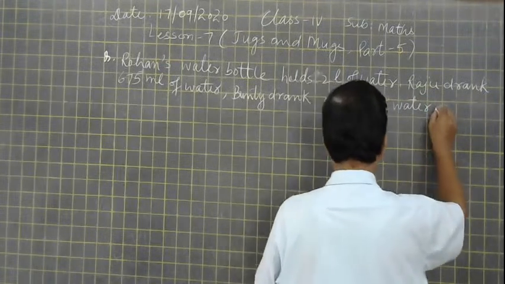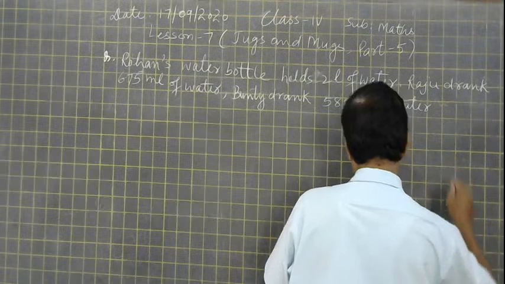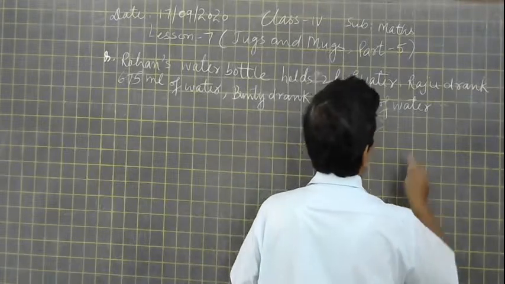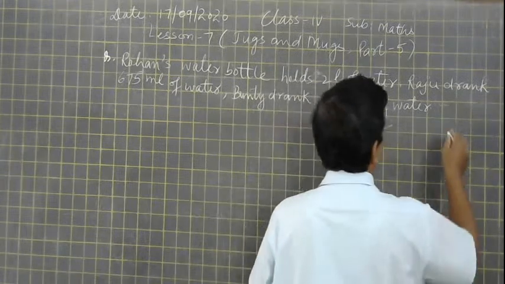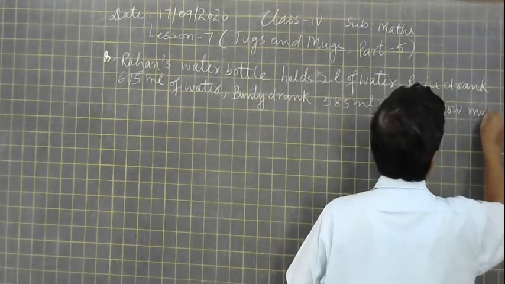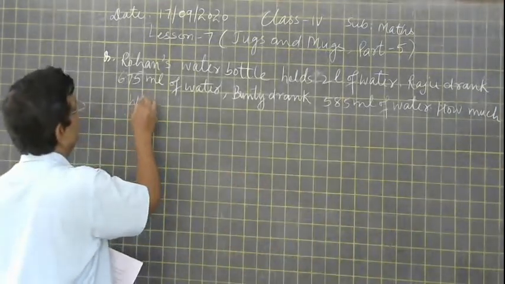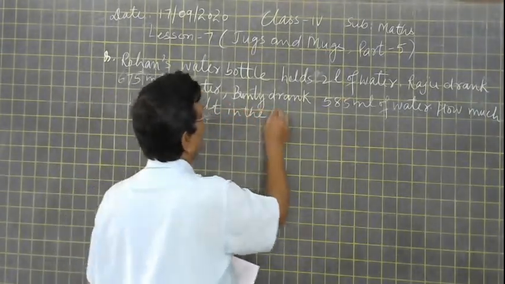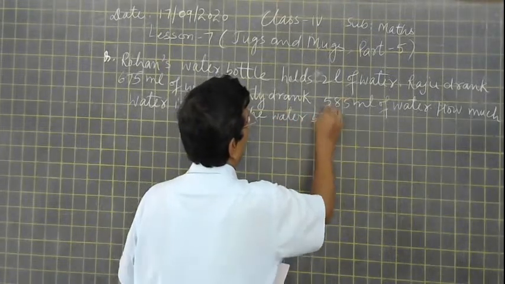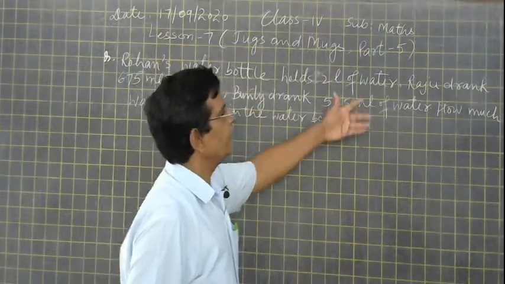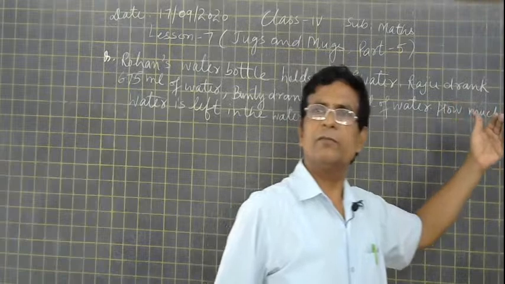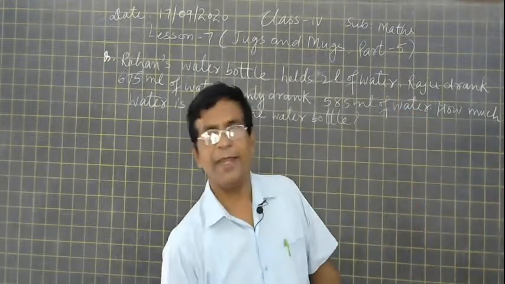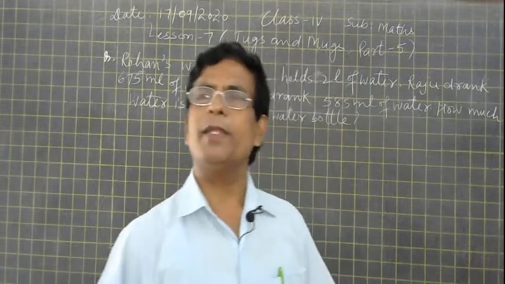And a third child is there. Not only two children we are taking here. So they drank water. Now we have to find how much water is left in the water bottle. Here a third child also can drink some water, a fourth child also can drink some water. So many parts may be added there, and the process will be the same, the method will be the same.